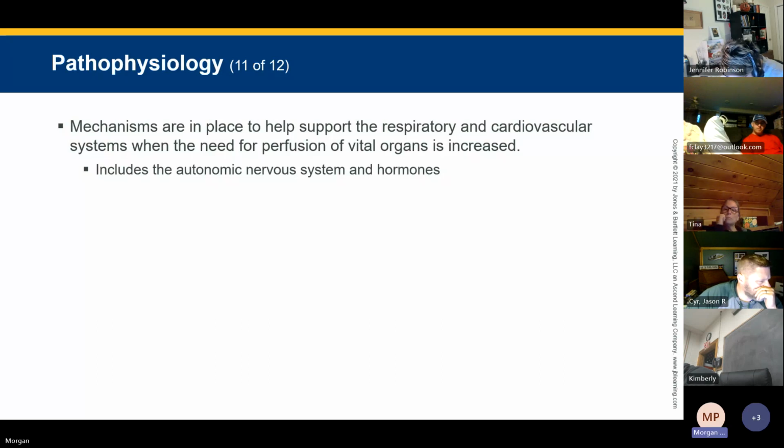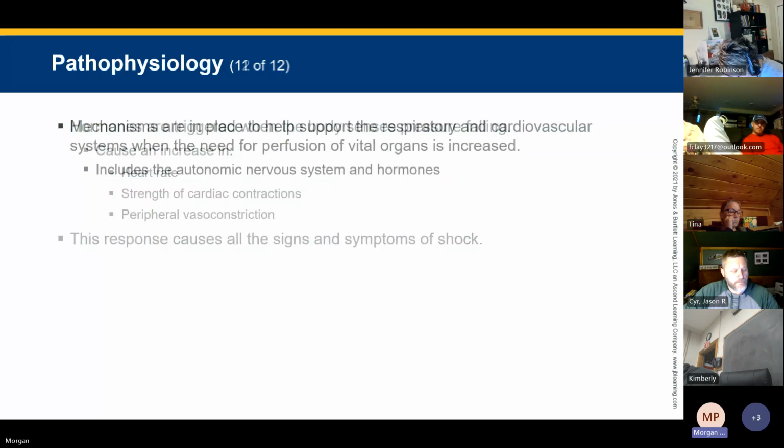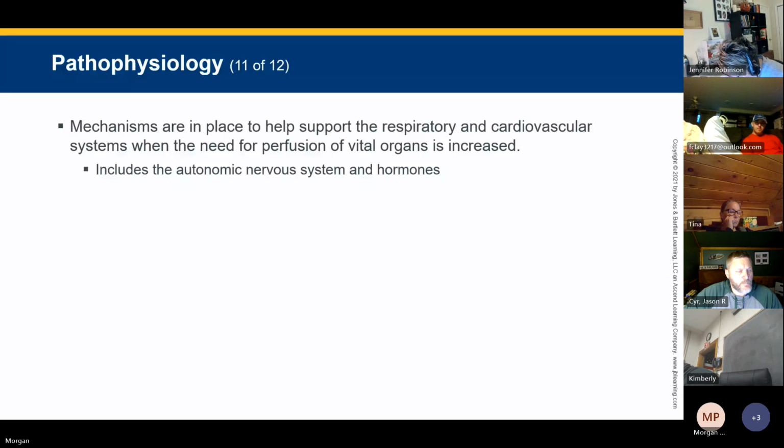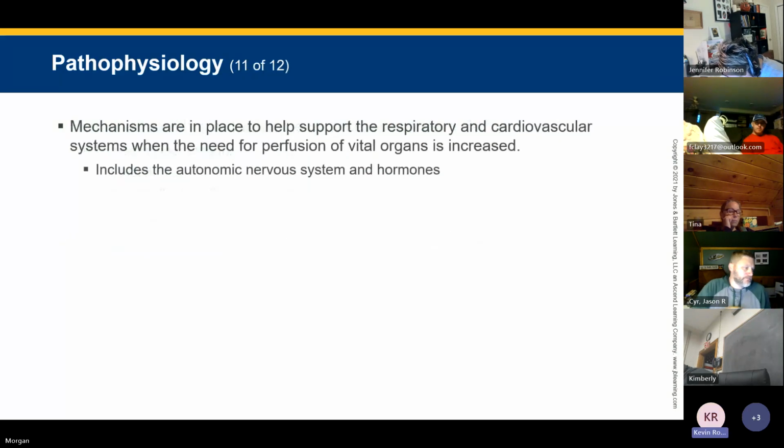So if you see vitals trending up, respiratory rate going up, and blood pressure going up, then you know they're going to start to go into shock. And Morgan's saying that's your sympathetic nervous system kicking in, right? That's your fight or flight.